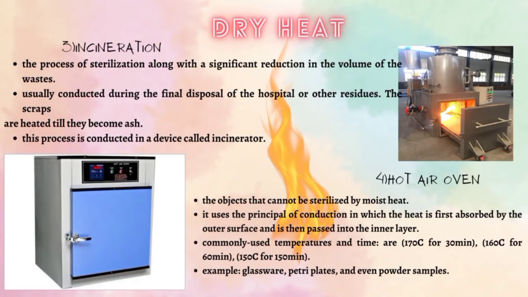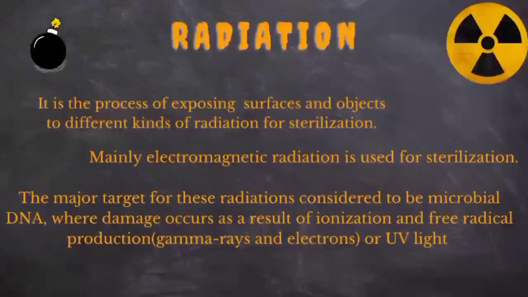The commonly used temperatures and times that hot air ovens need to sterilize bacteria are 170 Celsius for 30 minutes, 160 Celsius for 60 minutes, and 150 Celsius for 150 minutes. These ovens have applications in the sterilization of glassware, battery plates, and even powder samples.